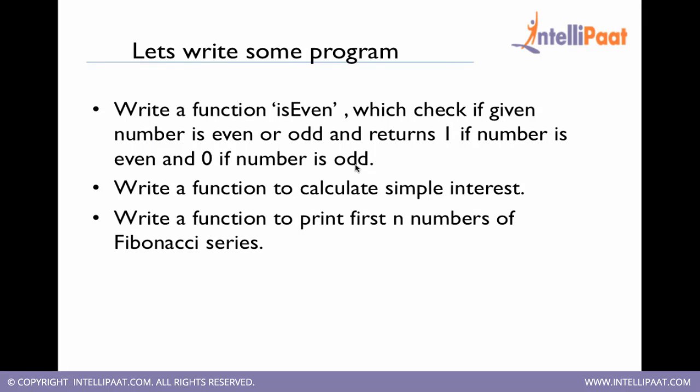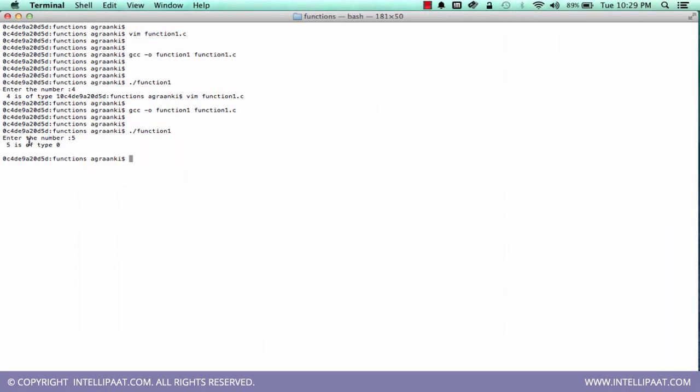0 means the function, in case the number is odd, it will return 0. If the number is even, it will return 1. So we are getting the correct result. 5 is of type 0, that means it is odd. Let me run it again. 4 is of type 1, which is even. So we are getting a correct result.